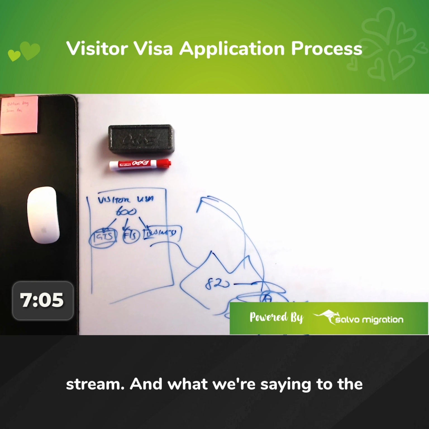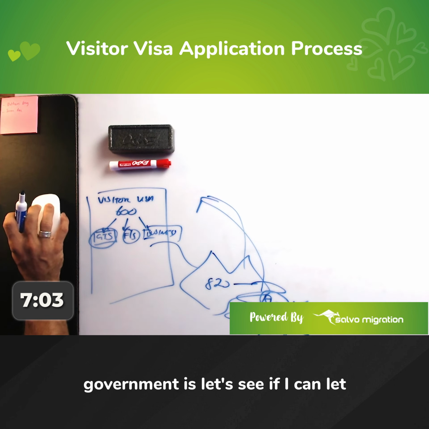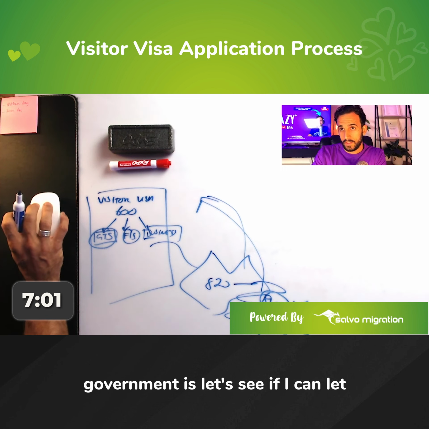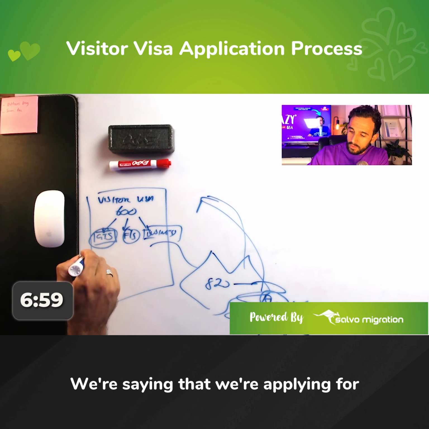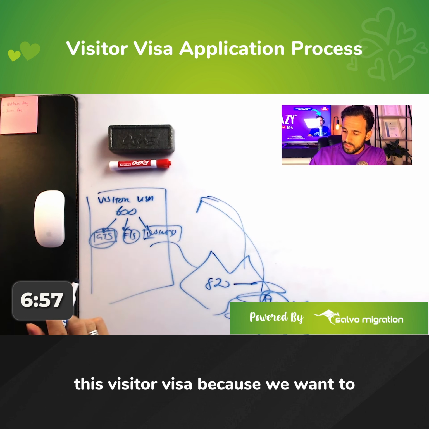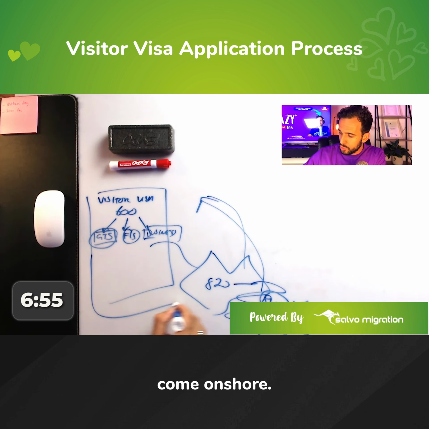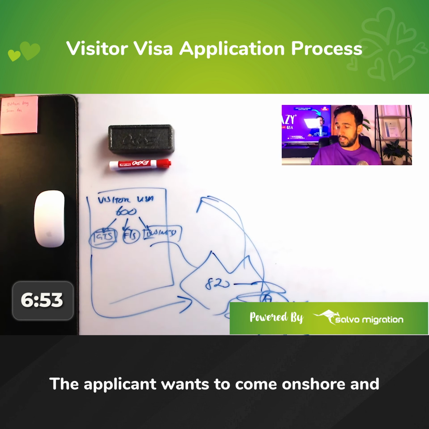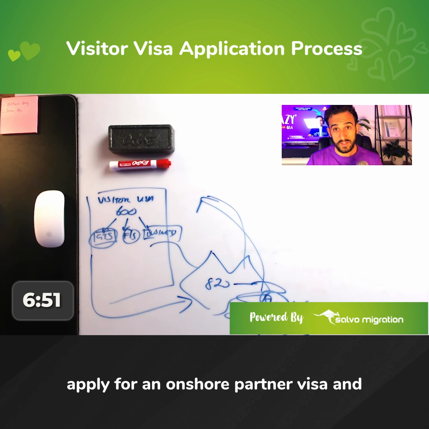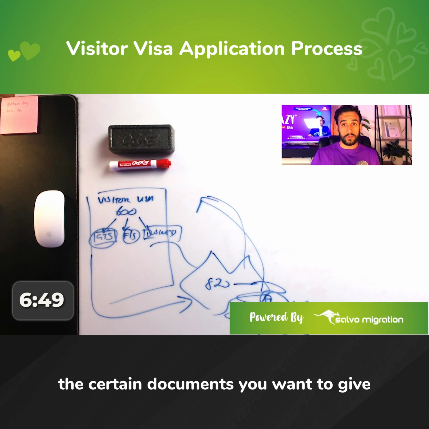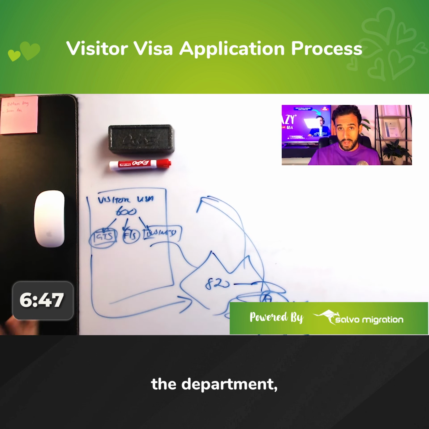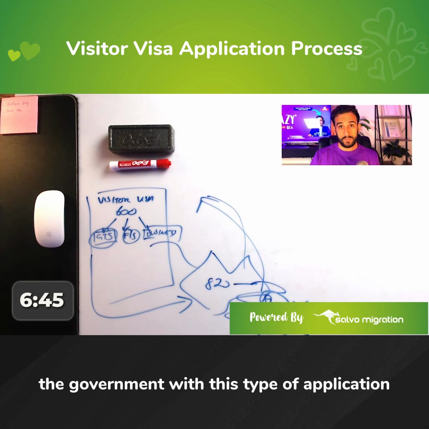And what we're saying to the government is, we're applying for this visitor visa because the applicant wants to come onshore and apply for an onshore partner visa. And there's certain documents you want to give the department, the government, with this type of application.